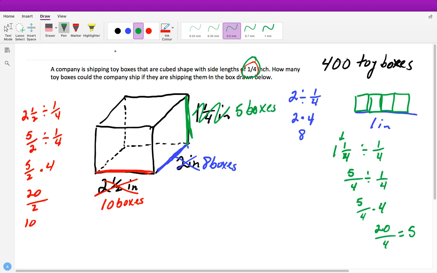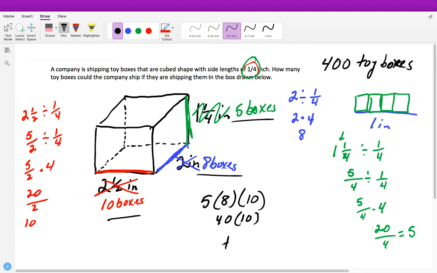So now we took it out of our dimensions as far as inches, and we're looking at how many we can actually fit going along each side. So then to figure out how many total boxes we can fit, we need to take all 3 of these numbers and we need to multiply them. So 5 times 8 times 10, 40 times 10, or 400. So that means we can fit 400 toy boxes inside this shipping box.